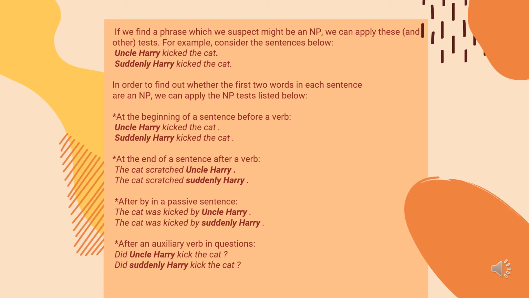At the end of a sentence after a verb: "The cat scratched Uncle Harry." "The cat scratched suddenly Harry." After "by" in a passive sentence: "The cat was kicked by Uncle Harry." "The cat was kicked by suddenly Harry." After an auxiliary verb in a question: "Did Uncle Harry kick the cat?" "Did suddenly Harry kick the cat?"